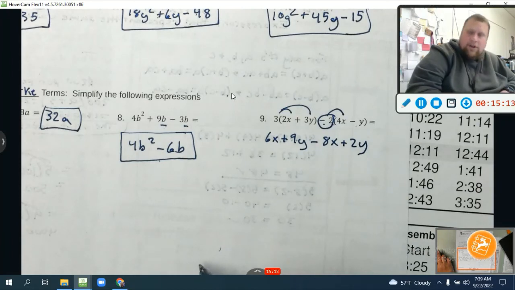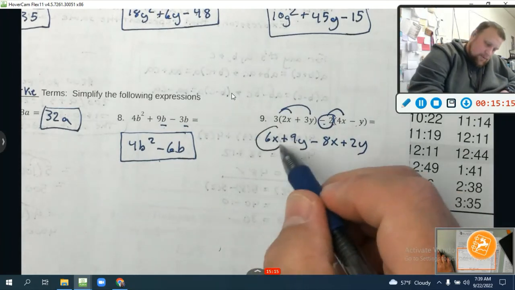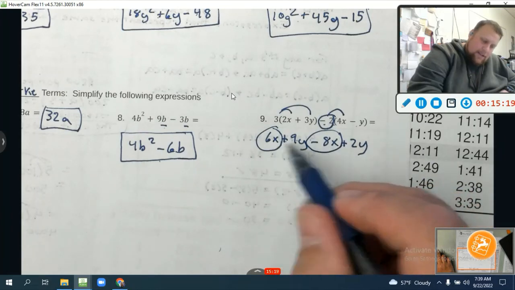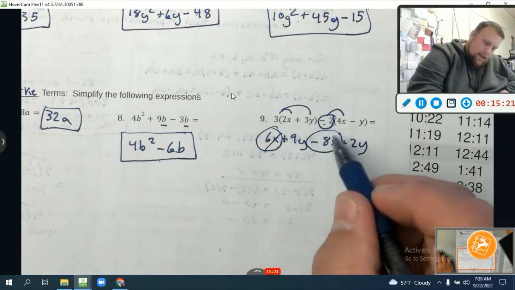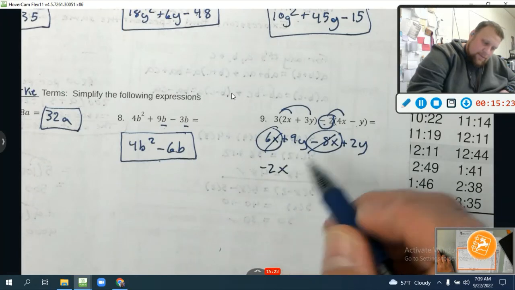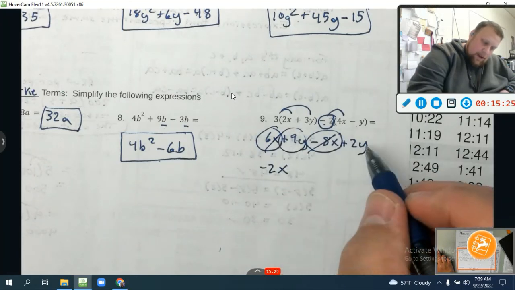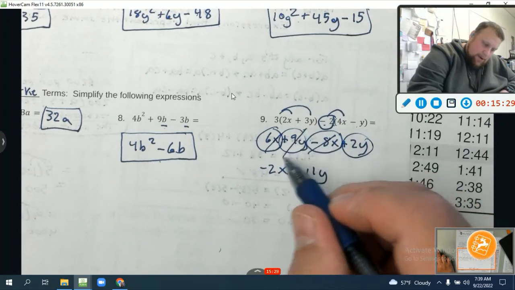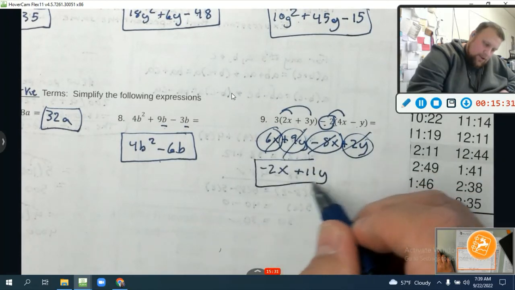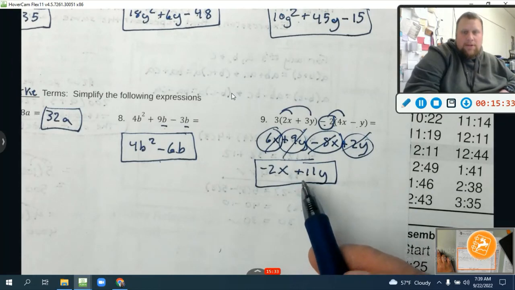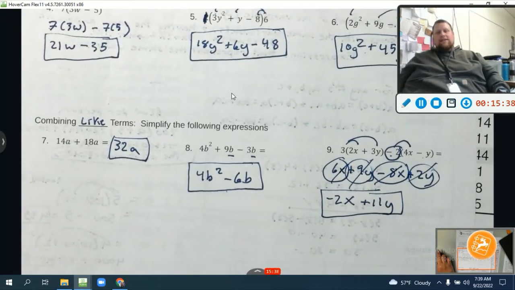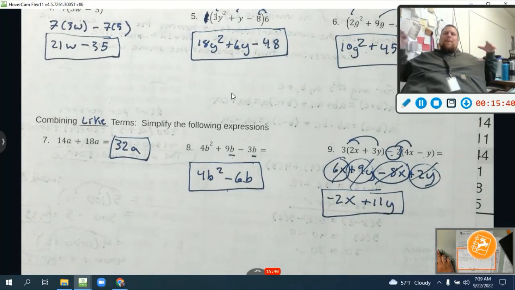Now let's combine like terms. I like to go alphabetical. 6x, and again, I have to take the sign in front of it, negative 8x. 6x minus 8x is negative 2x. I have 9y plus 2y, which is 11y. Boom. And that is your simplified version. We can all agree that this is much simpler to look at than this up here. Okay, that's it. That's distribution. Combining like terms, all the good stuff.